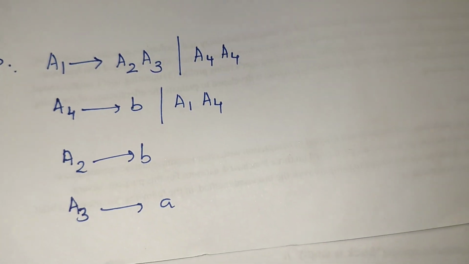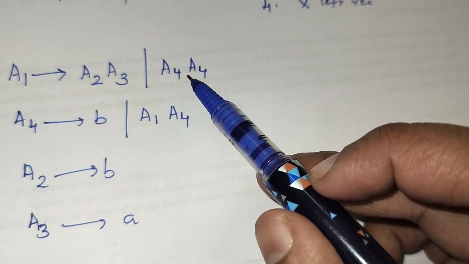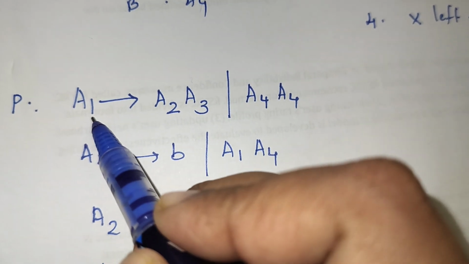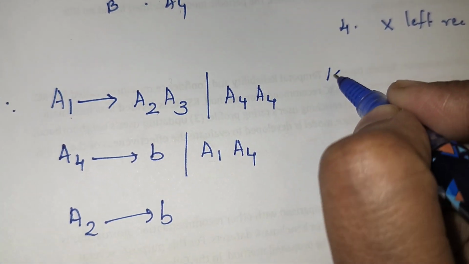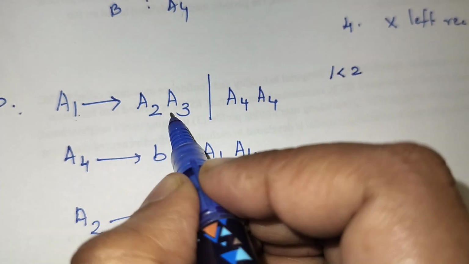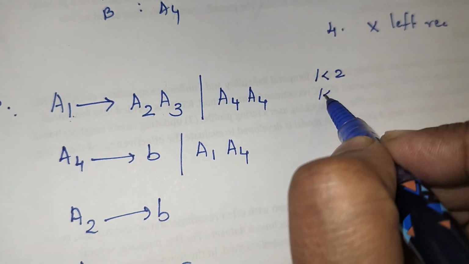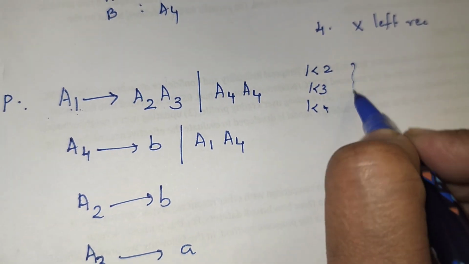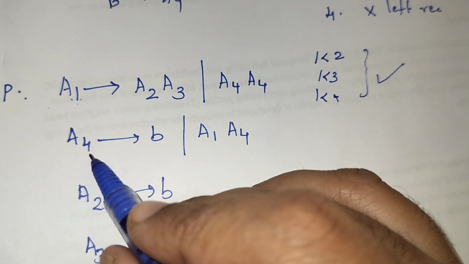So now what is the next step? After replacing all the non-terminals in terms of Ai, we need to check whether i is less than j. This is i, LHS is i, RHS are j. Here 1 is less than 2, i is less than j, condition satisfied. That is 1 is less than 3, condition satisfied. 1 is less than 4, condition satisfied. So all the conditions are satisfied, and we can go to the next production.